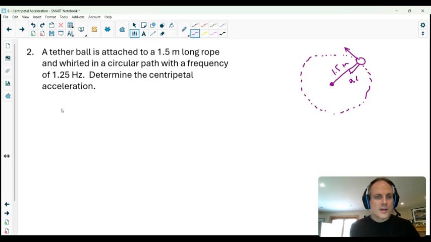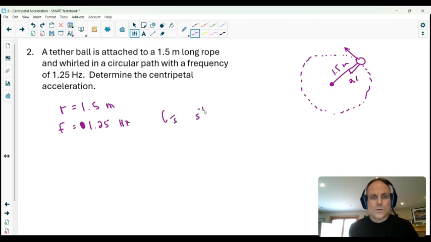So I'll write down the things I know and I need to know. First, I'll say my radius is 1.5 meters. I know my frequency because that's given in the question. It's 1.25 hertz, 1.25 cycles per second. So we know the units for frequency is actually per second, or second to the -1, right? But we give it its own special name. We call it hertz. And I say, okay, looks like I'm going to be using my formula for centripetal acceleration that includes frequency. And that's what I want. I want the acceleration, so I'll put a question mark there. So we have a formula for this.